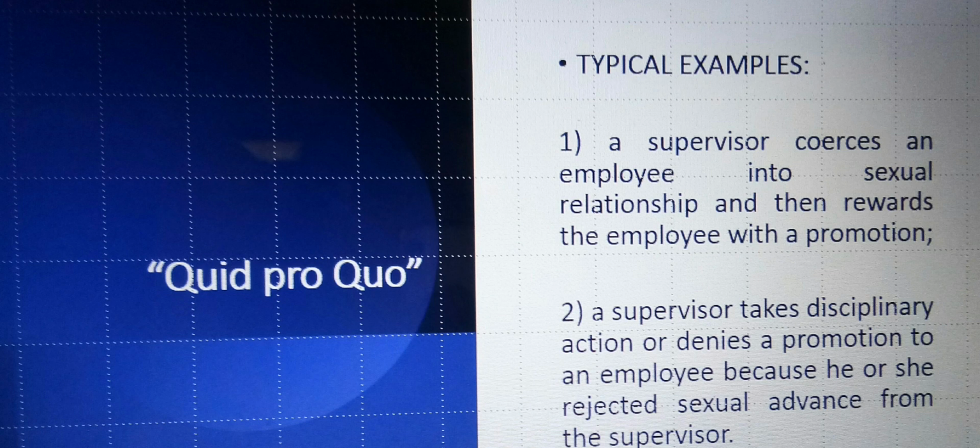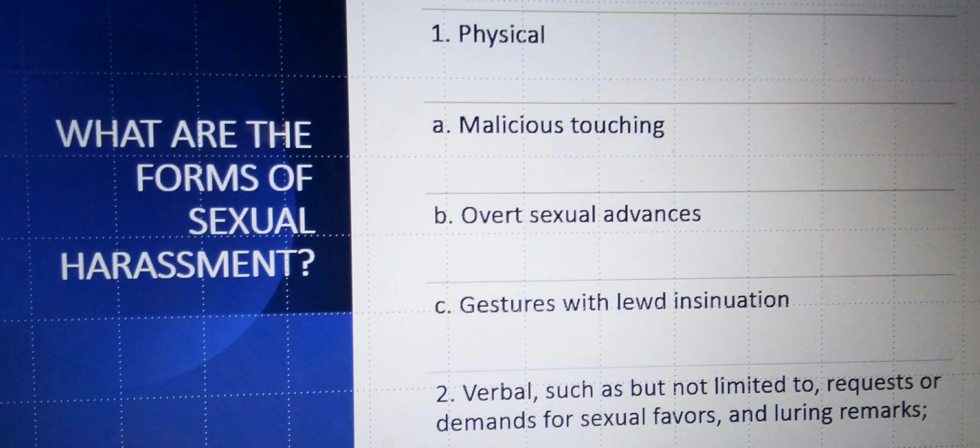Number 2, a supervisor takes disciplinary action or denies a promotion to an employee because he or she rejected sexual advances from the supervisor. What are the forms of sexual harassment? Number 1 is physical. Under physical is malicious touching, overt sexual advances, gestures with lewd insinuation. And number 2 is verbal, such as but not limited to requests or demands for sexual favors and luring remarks.